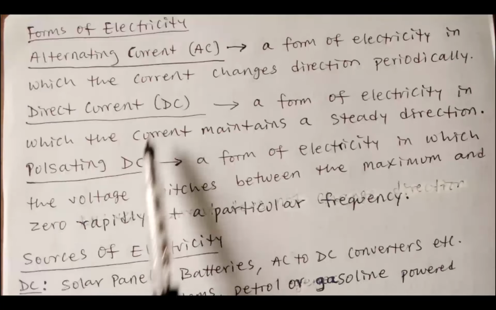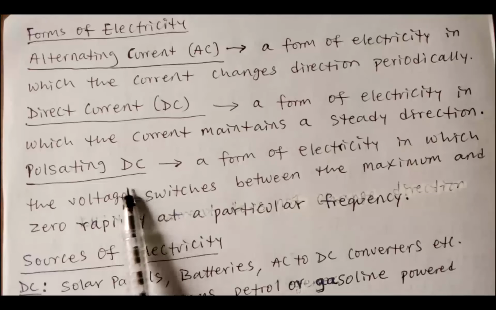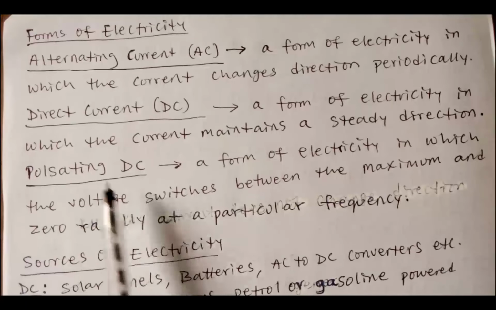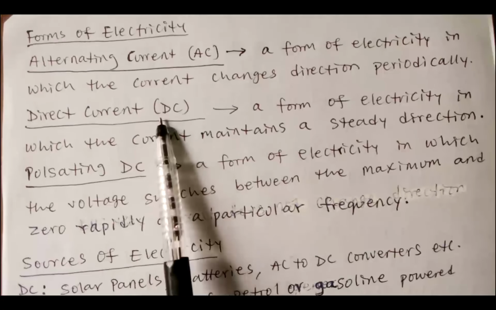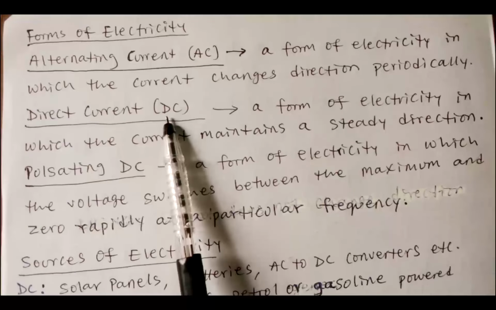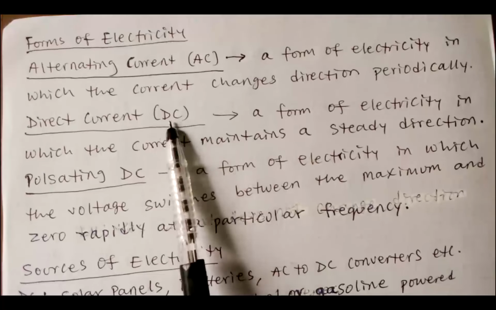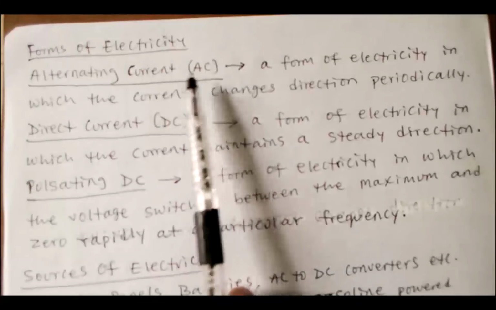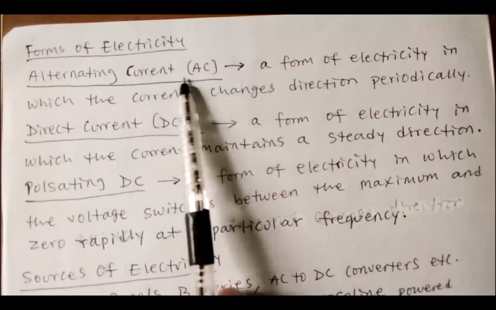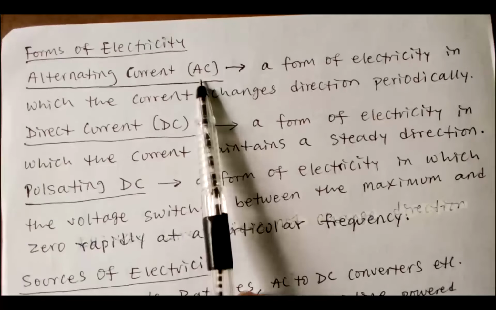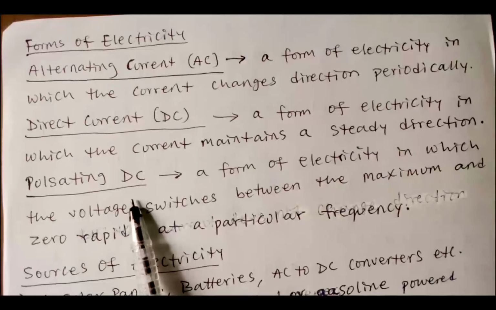Now, where can we find this pulsating DC? It is used in our power supplies, our laptop chargers, our phone chargers. Pulsating DC is used there. Then what about direct current? We get direct current from our batteries and our solar panels, and also our AC to DC rectifier. You understand? That's where we get direct current. Then now about alternating current. Alternating current is the one coming from our grid supply and also from our gasoline generator. So those are the places we get AC. You understand? So you should know these three: alternating current, direct current, and pulsating DC.